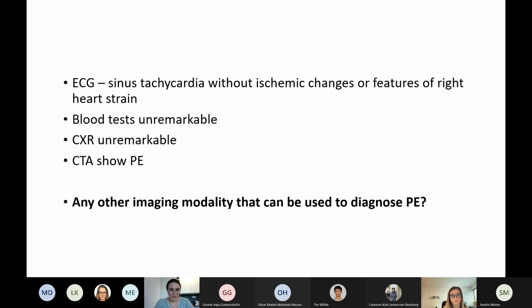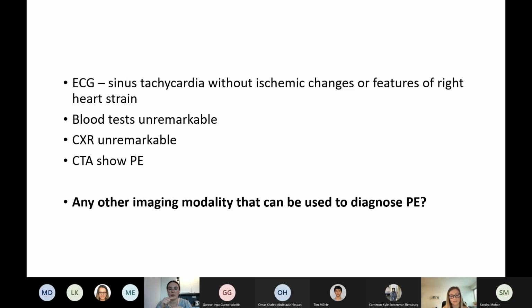So, further examination, she has sinus tachycardia without ischemic changes or features of right heart strain. So the ECG tells you that she does not have an MI. Blood tests are unremarkable. Chest X-ray is unremarkable, which is very common for pulmonary embolism. But as Gunnar said, do a CT angiogram, and that showed a pulmonary embolism. Also, with CT angiography, only do it if they are hemodynamically stable. If someone is very unstable, you're not going to take them to CT.